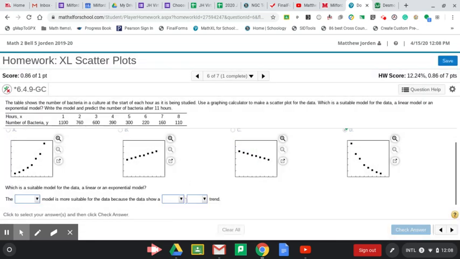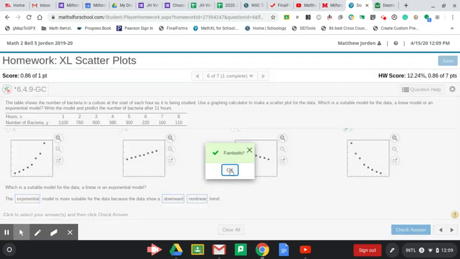Now the next part: which is a suitable model for the data, a linear or an exponential model? Well, there we have to remember those two general shapes. This is not a straight line, so we have an exponential model, because the data shown is a downward non-linear trend. It's not a straight line, it is an exponential downward trend, okay?